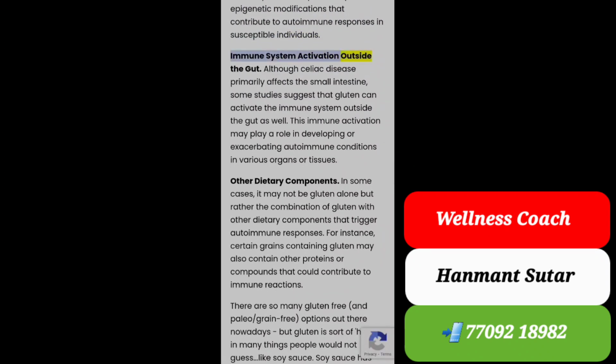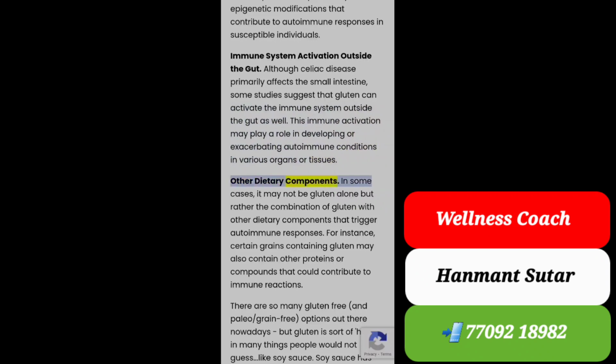Immune system activation outside the gut. Although celiac disease primarily affects the small intestine, some studies suggest that gluten can activate the immune system outside the gut as well. This immune activation may play a role in developing or exacerbating autoimmune conditions in various organs or tissues.